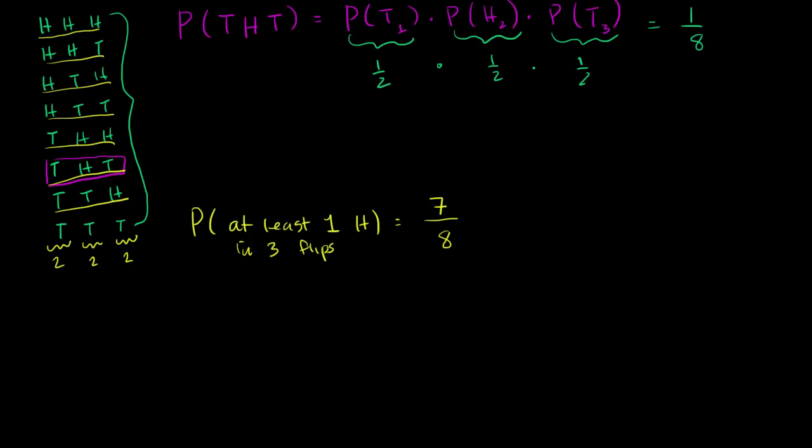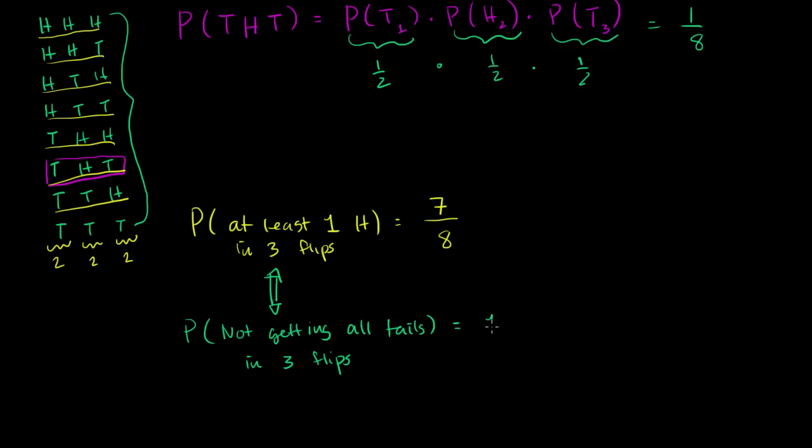One way to think about it is the probability of at least one head in 3 flips is the same thing as the probability of not getting all tails. All tails, right? If we got all tails, then we don't have at least one head. So these two things are equivalent. The probability of getting at least one head in 3 flips is the same thing as the probability of not getting all tails in 3 flips.